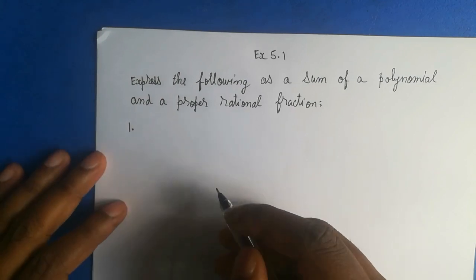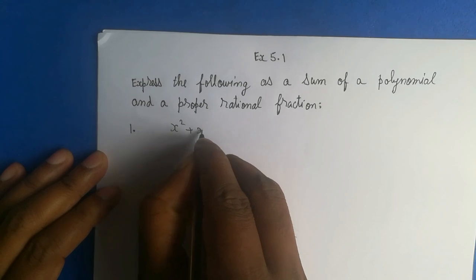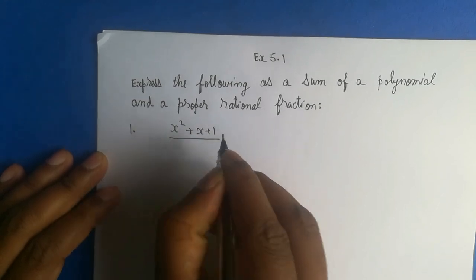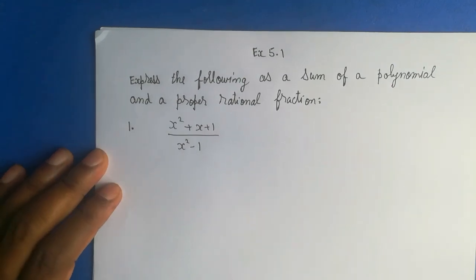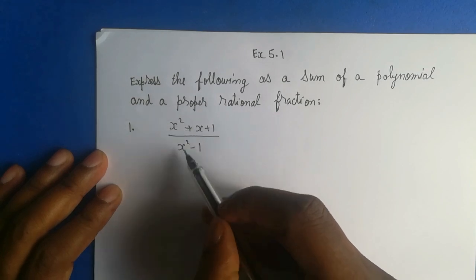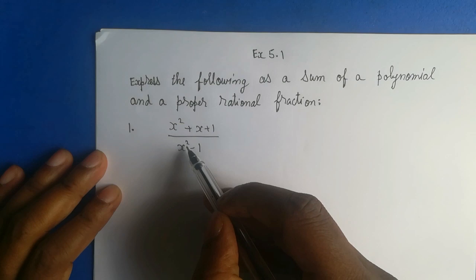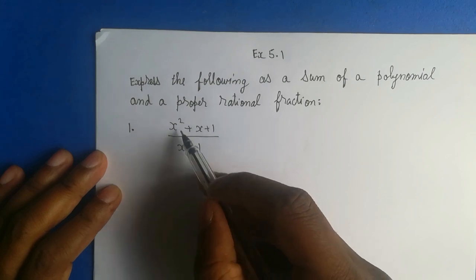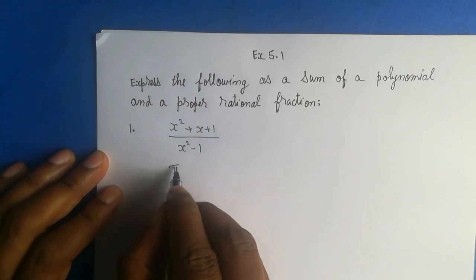First problem, x squared plus x plus 1 divided by x squared minus 1. This is given to us. Now check whether this is proper or improper. Highest power is 2, here also the degree is 2. Both are the same. This is an improper fraction.